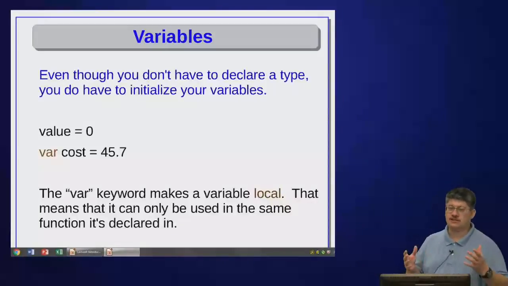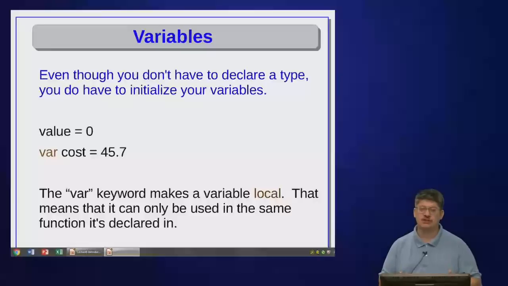So even though you don't have to declare a type for your variable, you do have to initialize it. You have to set it to some initial value. So I could say value gets 0, or I could say var cost gets 45.7. Var is a special keyword in JavaScript. The name of the variable isn't var cost. The name of the variable is just cost. I'm setting cost to be 45.7.